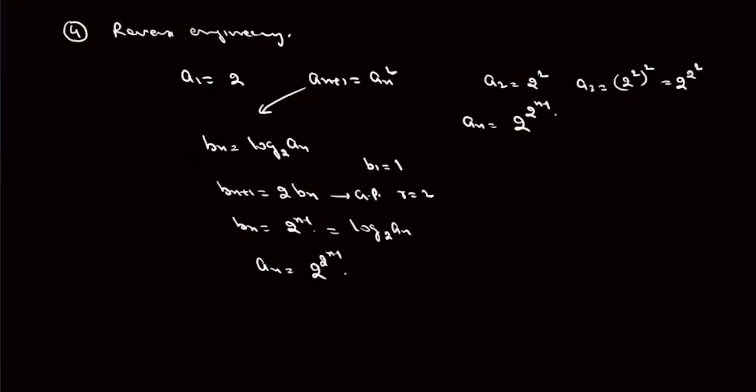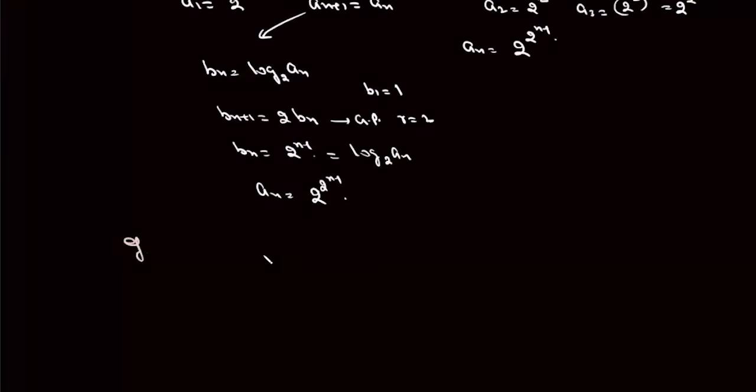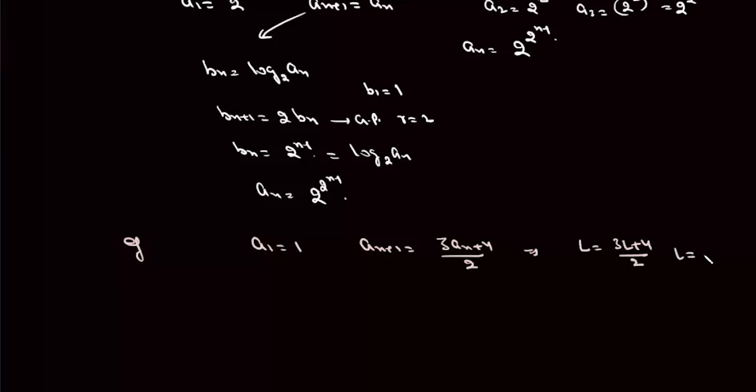In another question, we may use shift transformation to find fixed point. So let us take up an example. Say, for example, we are given a_1 is 1, a_{n+1} is (3a_n plus 4) by 2. We have to find a_n. Now what we'll do is we'll find this fixed point L. So this is L equals (3L plus 4) upon 2, or value of L is minus 4.